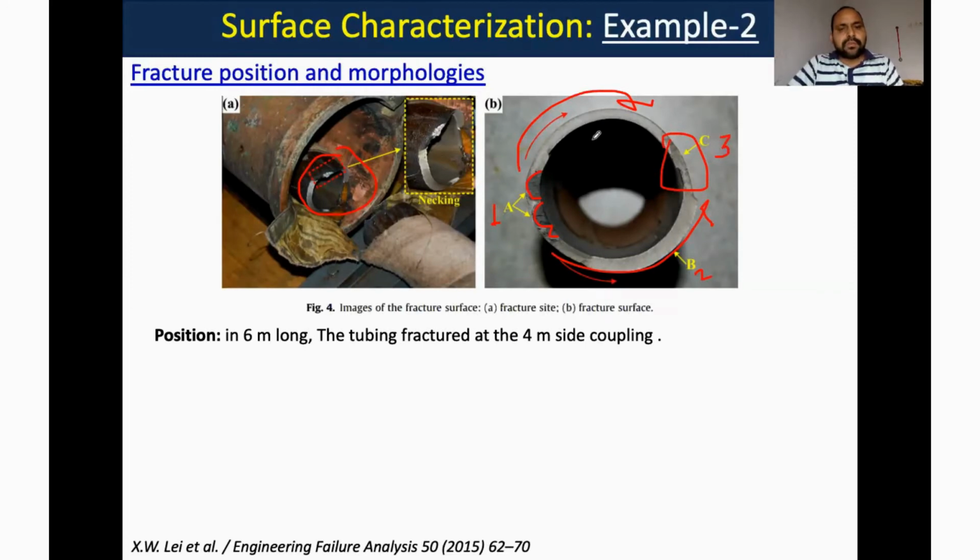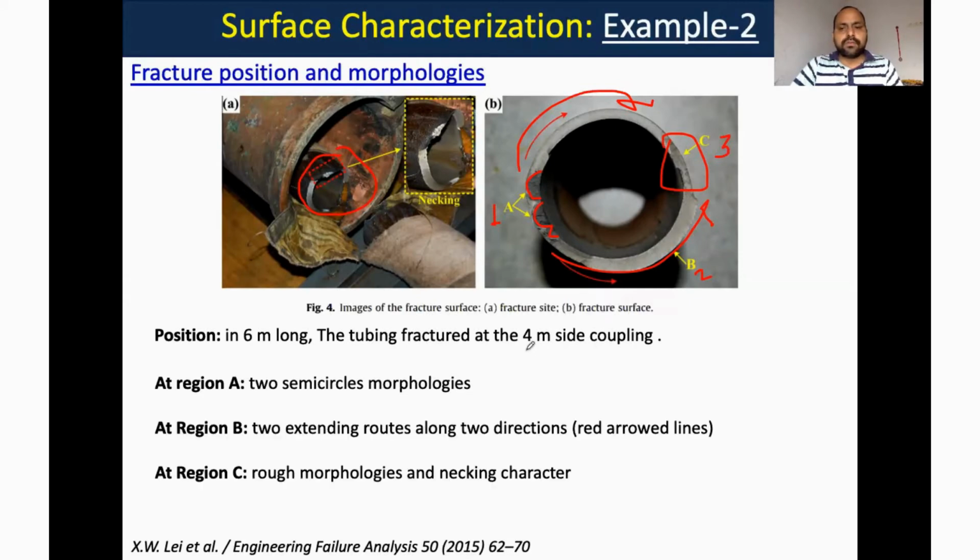The position: a 6 meter long tube was there, right? The tube fractured at the 4 meter side coupling. Two semicircle morphology at A, B is the extended root as you see, and C is basically a kind of necking character. We can easily see that just by observing our sample. But what was the reason why it is happening? For that we have to look at a slightly closer view.